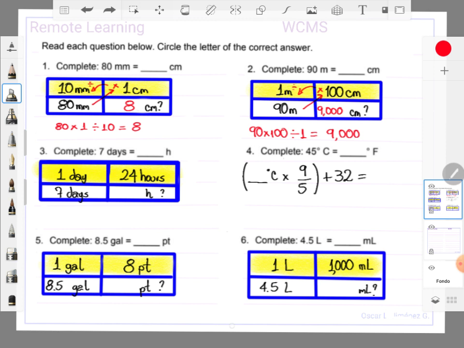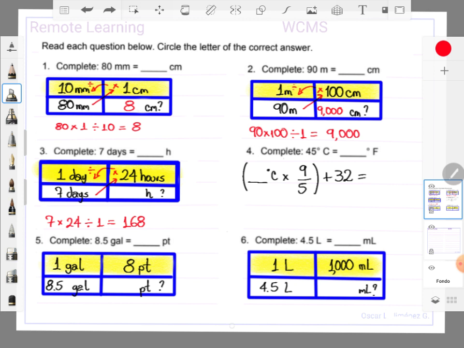Now on exercise number 3, you have the conversion factor 1 day equals 24 hours, and our question is how many hours equal 7 days. Again, we multiply using cross multiplication 7 days times 24 hours and then divide by 1 day. So 7 times 24 divided by 1 equals 168 hours.